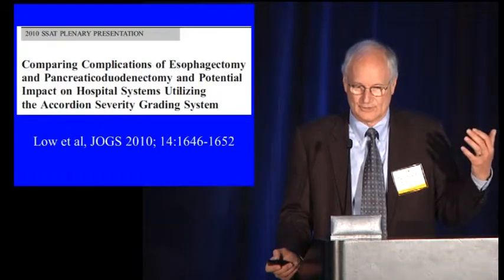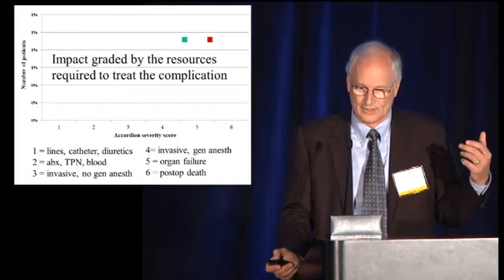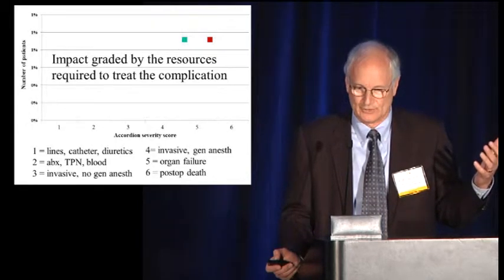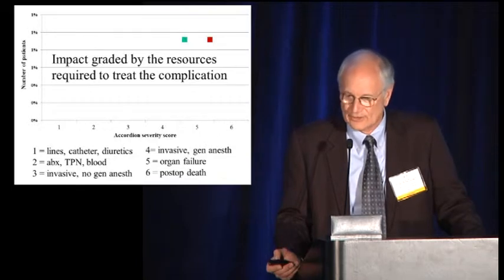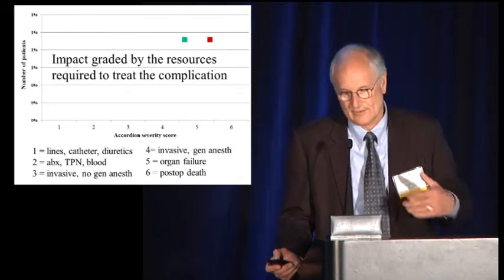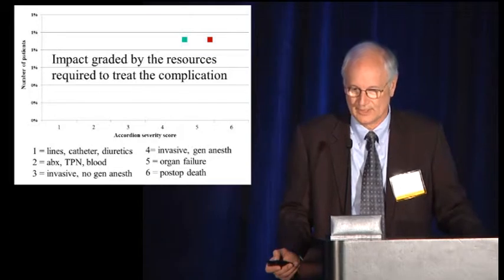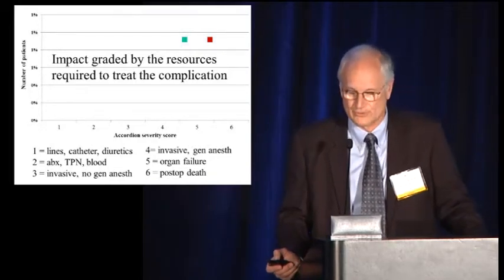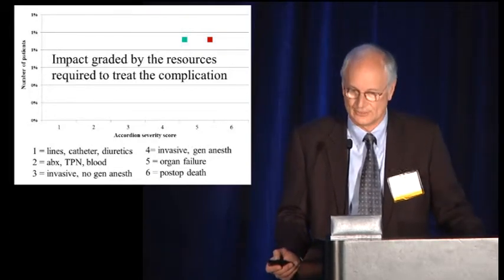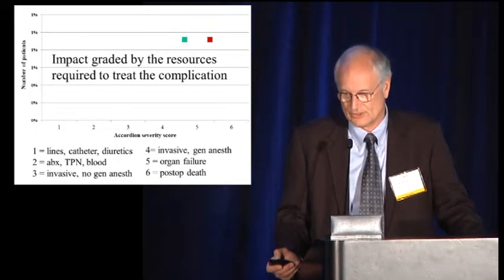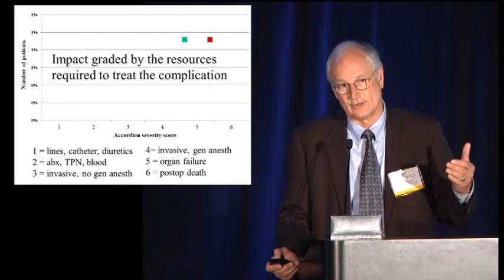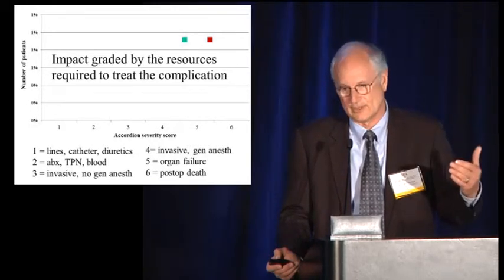But basically when it comes to the Whipple operation, we took 500 Whipples and divided them into complications. Grade 1, as you see at the bottom, is whether they had to have new lines, catheters, or diuretics. Grade 2 is whether they had antibiotics, TPN, or blood. Grade 3 is whether they had invasive procedures without general anesthesia, like percutaneous drainage. Grade 4 is invasive procedures that require general anesthesia. And then whether there was organ failure, and whether there was post-op death as grade 6.